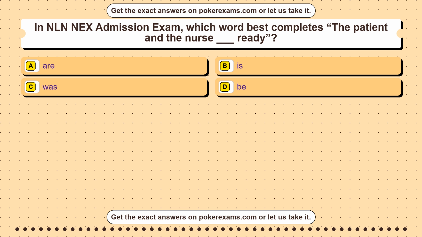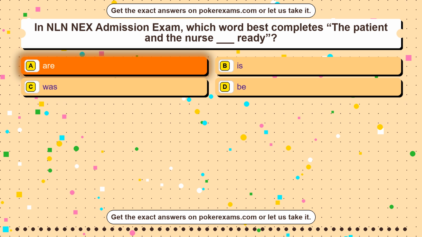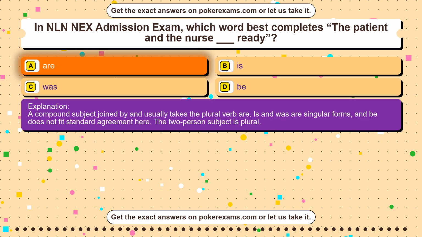Question 33. In NLN NEX Admission Exam, which word best completes the sentence: the patient and the nurse blank ready? Option A are. Option B is. Option C was. Option D be. The correct answer is option A, are. A compound subject joined by and usually takes the plural verb are. Is and was are singular forms, and be does not fit standard agreement here. The two-person subject is plural.